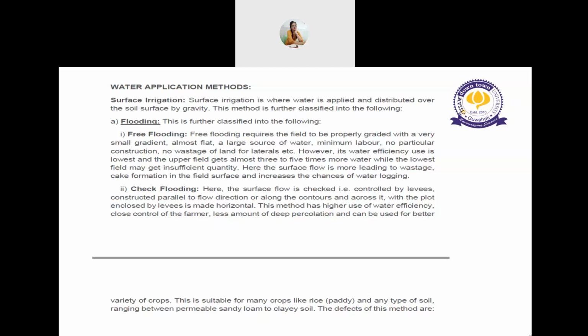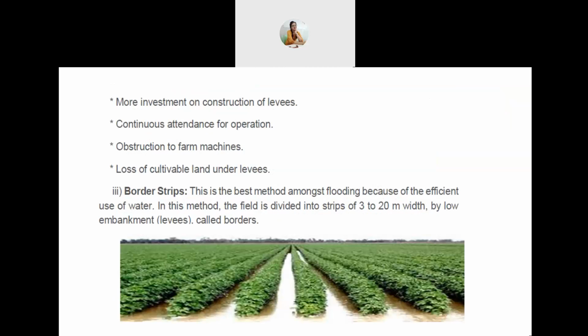This is suitable for many crops like rice and any type of soil ranging from permeable sandy loam to clay soil. The defects of this method are more investment in construction of levees, continuous attendance for operation, obstruction to farm machines, and loss of cultivable land under levees.